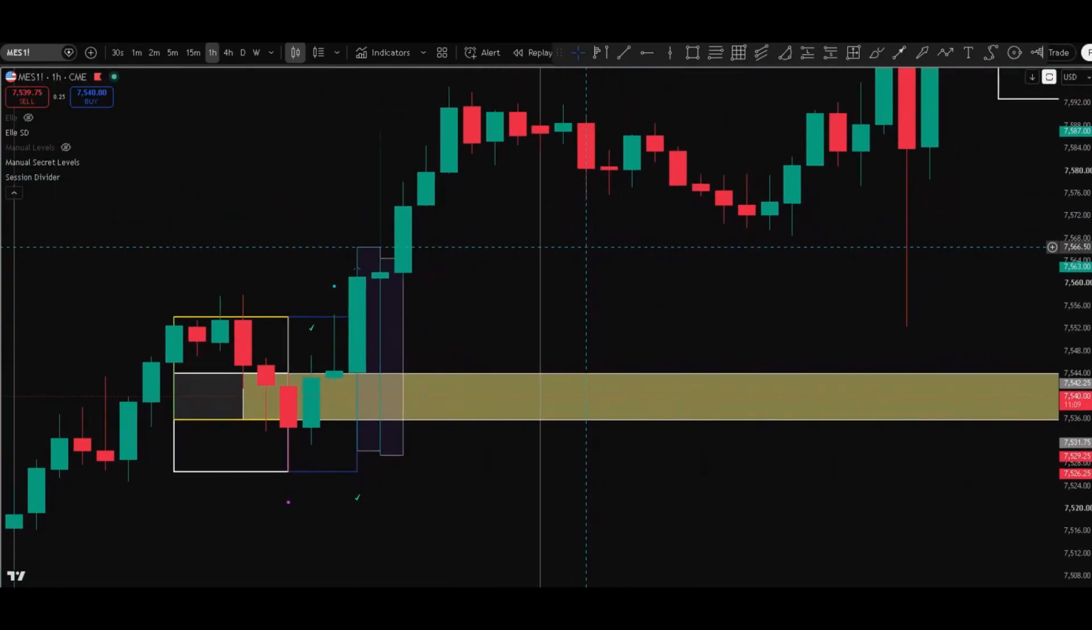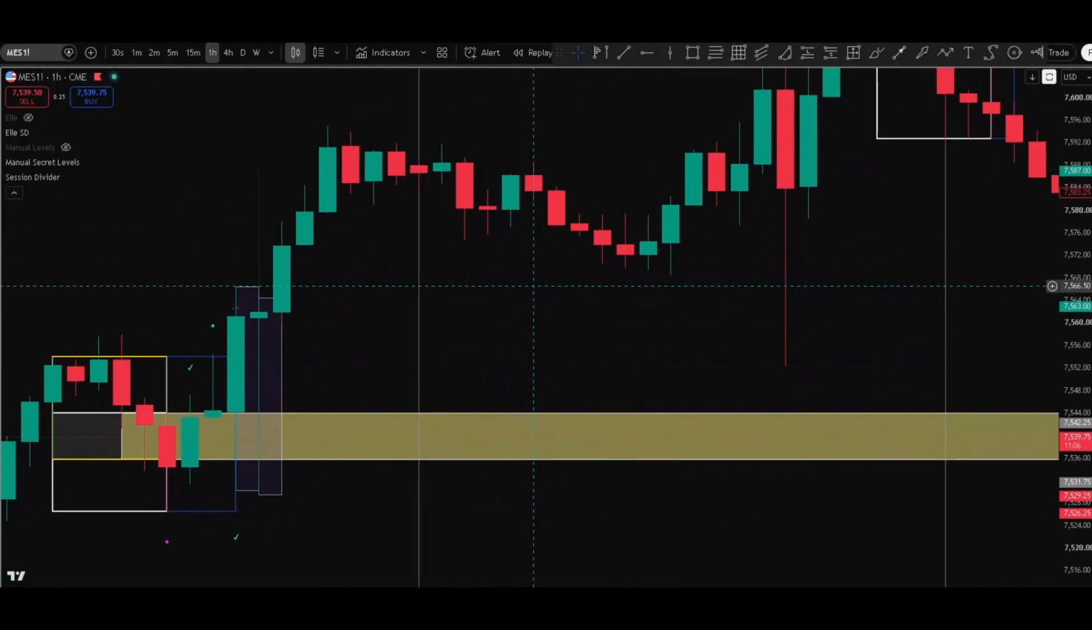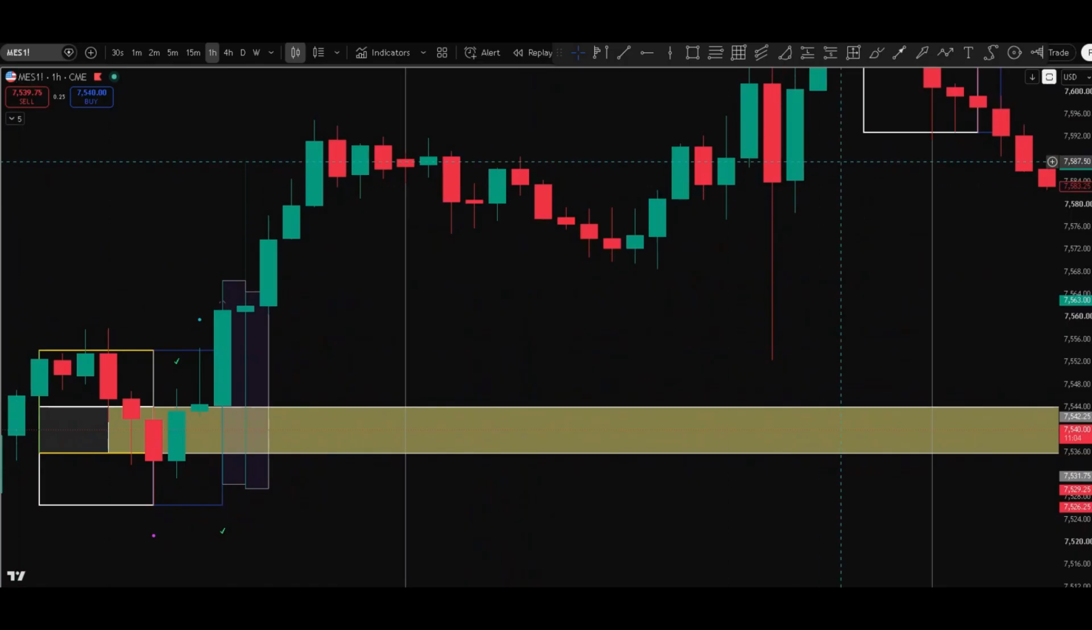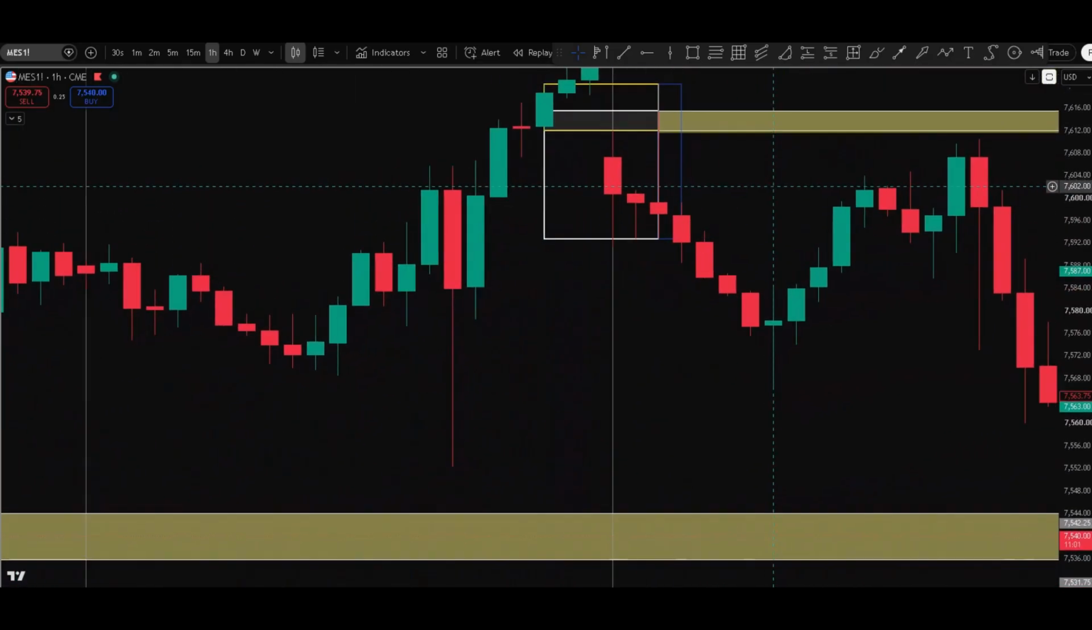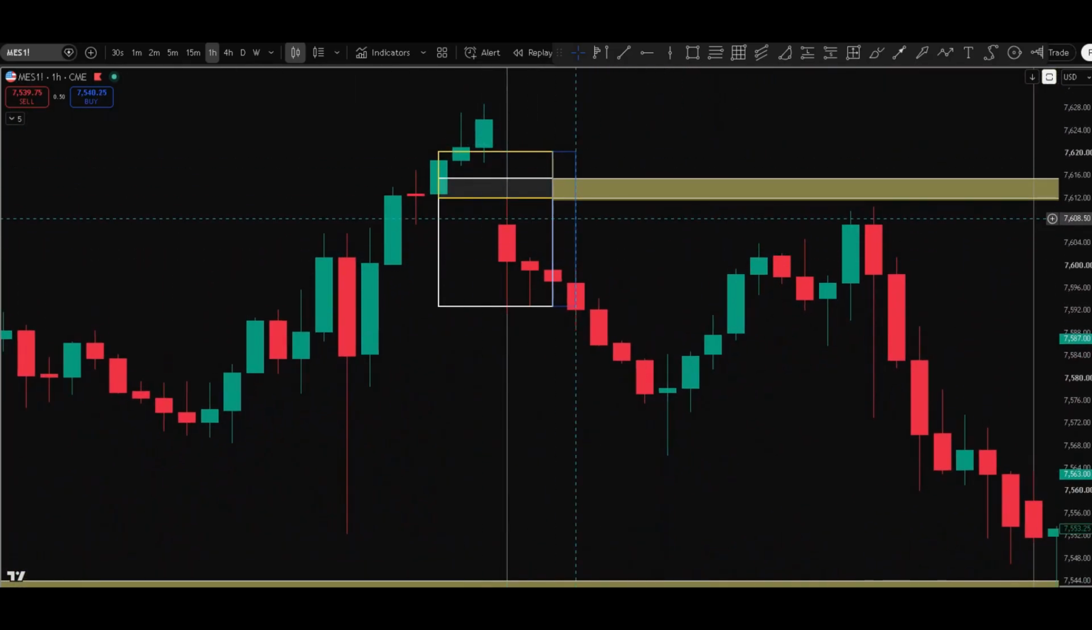Here we are back on the 1 hour chart, and we can see that price reacted from that secret level and it moved up. Okay, moved up here where it created a containment zone.